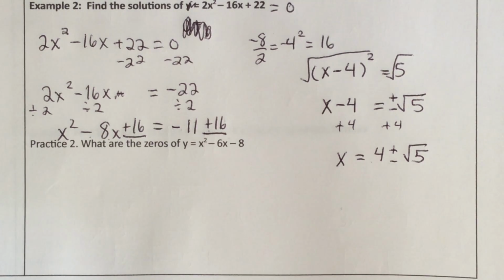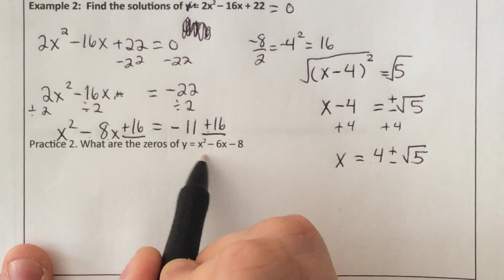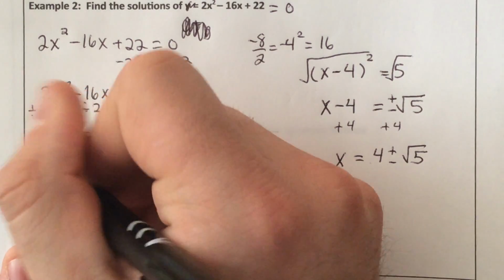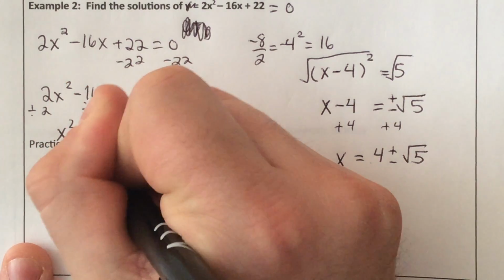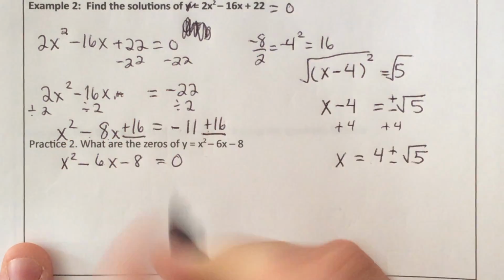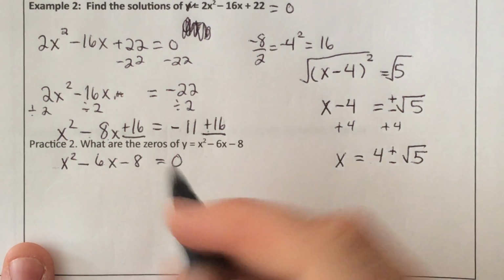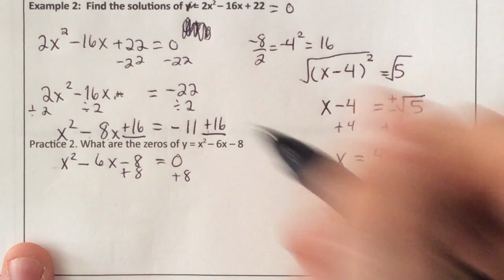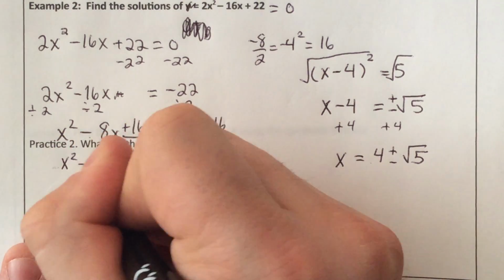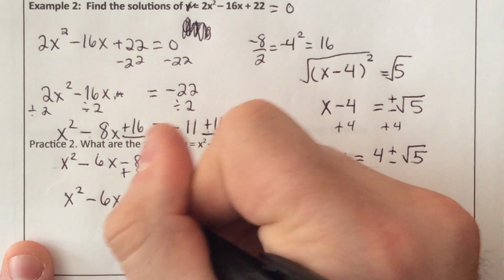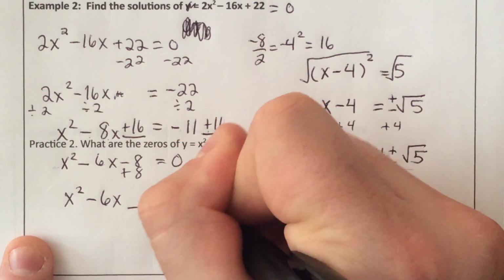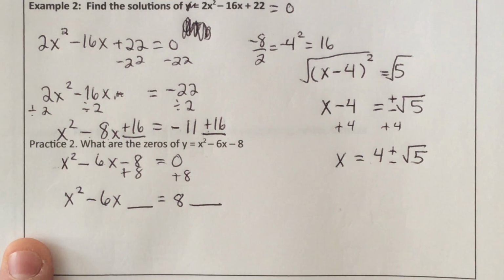All right, for practice 2, so it asks what are the zeros. That's the same as the solutions. So we have to go through this whole process. So I'm going to set it equal to 0 first. Okay, I don't need to divide anything, but I do need to move this 8 over to the other side. So x squared minus 6x, again, I'm leaving a space, equals 8, space.